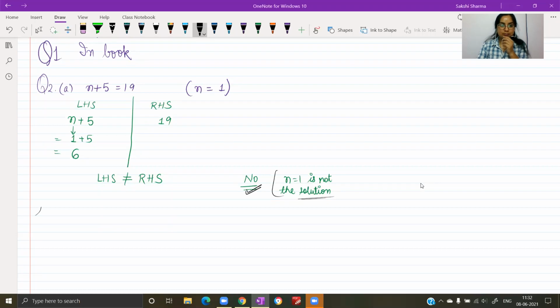Yes, Rishit? Ma'am, can we write no, n equals 1 is not the root? Yes, yes, yes. Root and solution are the same. Okay, ma'am.